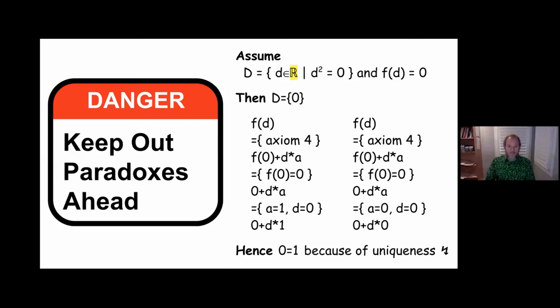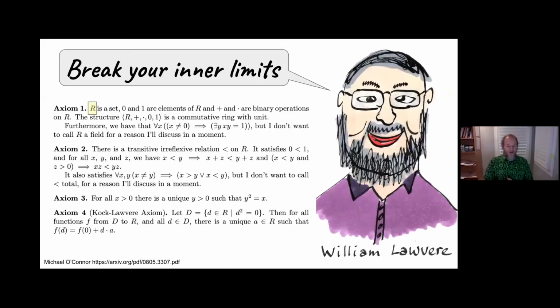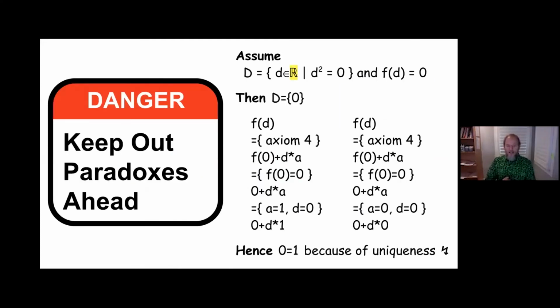But if you remember from axiom 4, it says there's a unique A that makes this equation true. And so by uniqueness, it must be that 0 equals 1. So if we assume axiom 4 and the real numbers, now we get a paradox, a contradiction. So these are not compatible with each other.